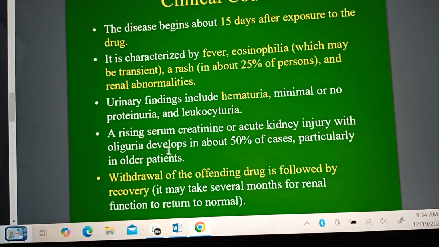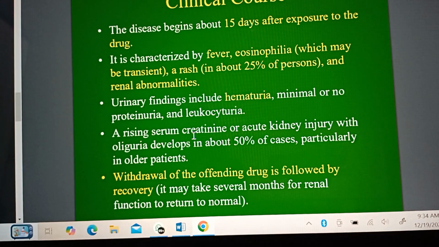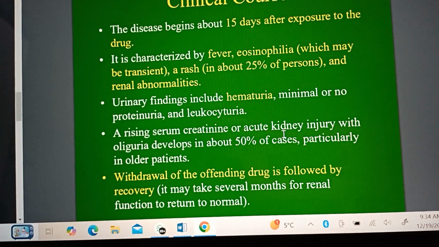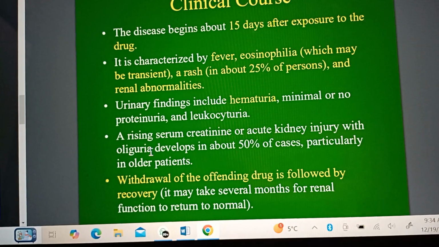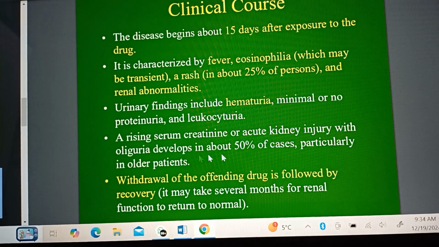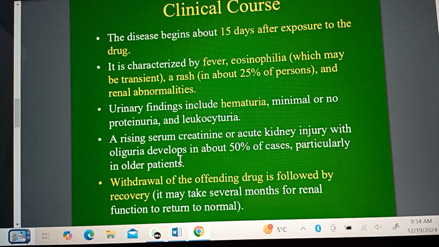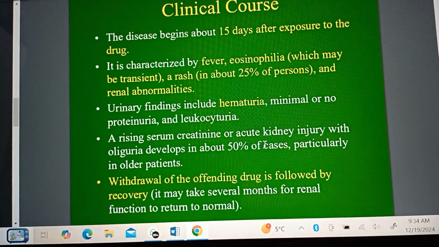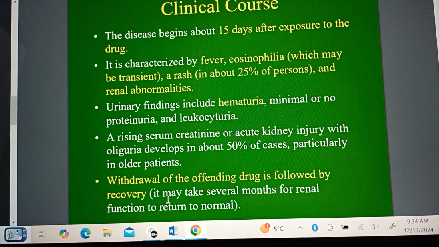The serum creatinine level may be increased, or there can be acute kidney injury. When there is acute kidney injury, the patient cannot pass urine, which is called oliguria. You can see that 50% of the cases can have oliguria in acute kidney injury. But if you withdraw this drug, the patient will recover, right?